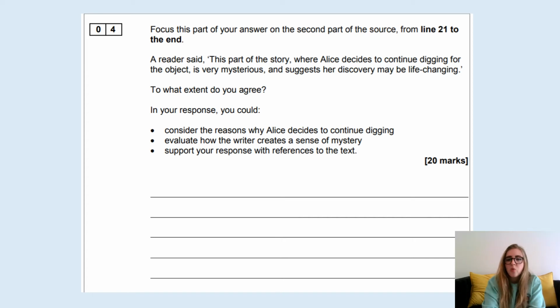So you're kind of weighing up your opinions. What you can do is zoom in on little things and say, actually, yeah, I think it's very mysterious, but I don't think it's life-changing, because how can we know the discovery is life-changing if it's left on this cliffhanger and we don't know? So that's a really intelligent thing to do, is to agree with part of it, disagree with part of it, and show that you're really evaluating.